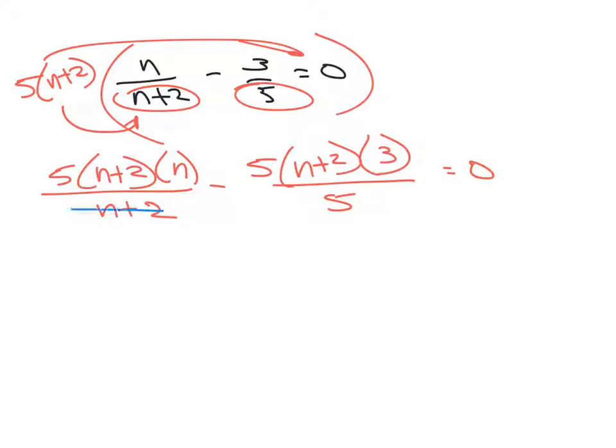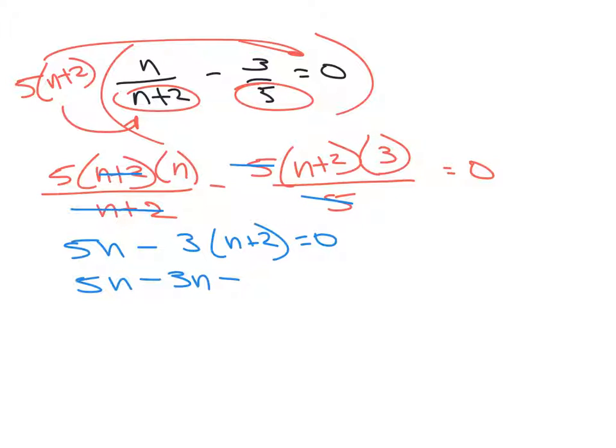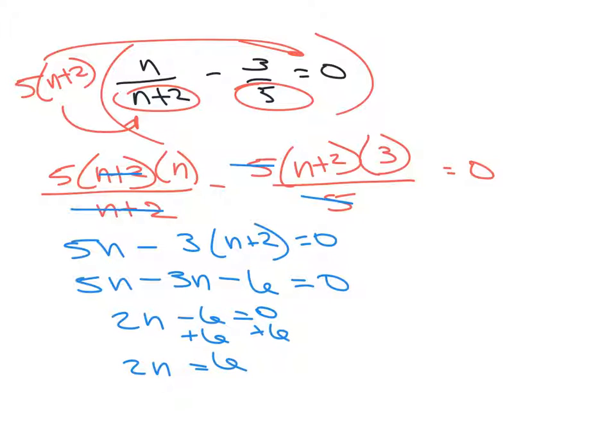Alright, now let's cancel that with that, that with that. Just switch those around. Go ahead and distribute that 3. Don't forget to do negative 3 times 2. And then that gives us 2n minus 6 equals 0. Add 6 to both sides. And we get 2n equals 6. Divide by 2, and your n equals 3. Same process every time. Okay, so back, I always forget to do this.